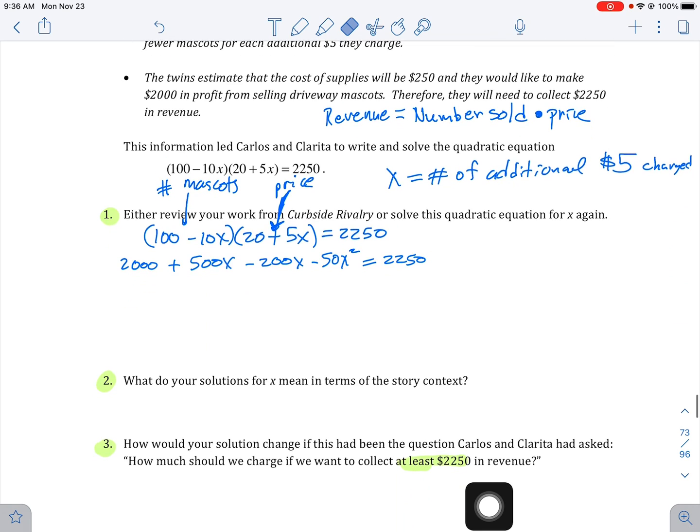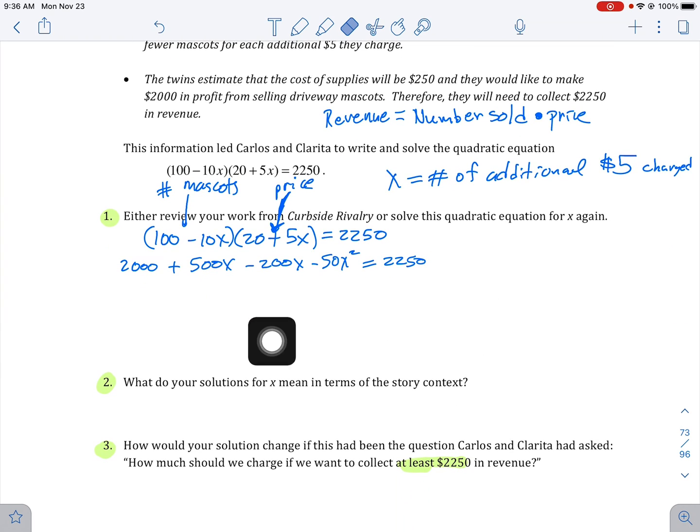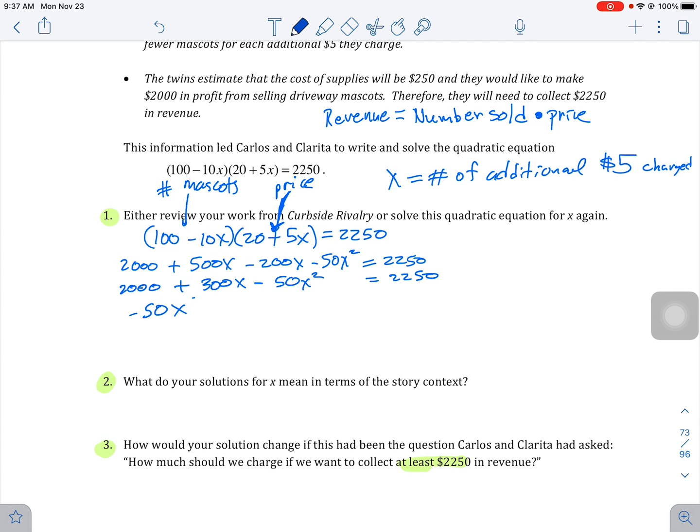So if we want to solve this, we can rewrite this in standard form, first by expanding using FOIL. This is what I got. Then we can simplify. So we've got 2,000, and 500 minus 200 is equal to 300, minus 50x squared is equal to 2,250. Now I'm going to change the order. Negative 50, I want x squared term first, plus 300x, plus 2,000, and I'm also going to subtract 2,250 from both sides, and that's why it's set equal to 0.